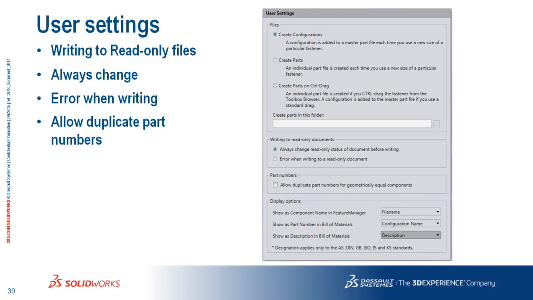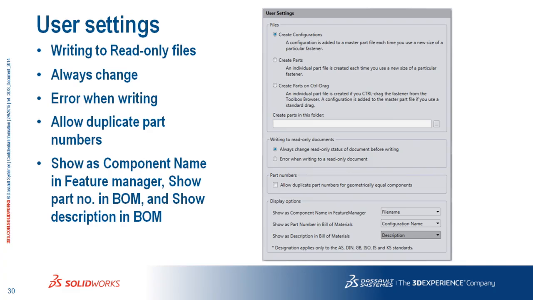All right, allow duplicate part numbers. Do with that one as you will. I don't think you should ever have duplicate part numbers, so I probably would never check that box either. Seems kind of redundant to me, but it's actually allow duplicate part numbers for geometrically equal components. Again, I really don't know why you'd want to allow that. All right.